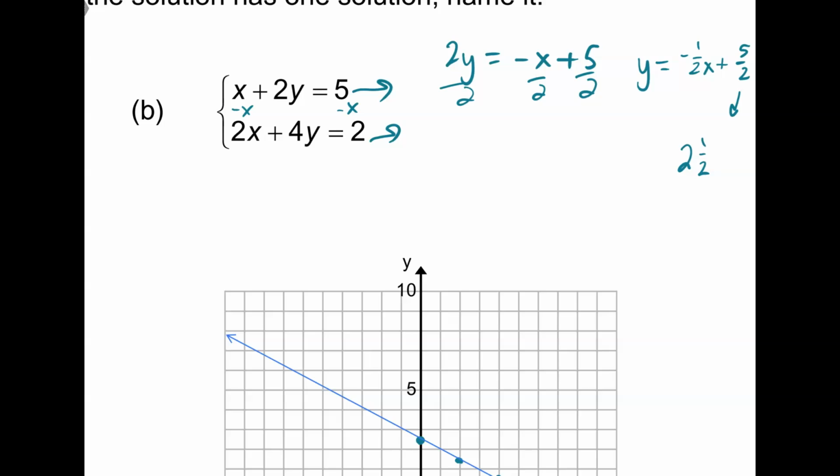Cool, so I have this one. Next, let's see. Notice, is there a common factor on all 3 in my second equation? 2. Is there a common factor? Okay, 2. So what if I divide everything by 2, and then you simplify it. Divide it all by 2, I have x plus 2y equals 1.